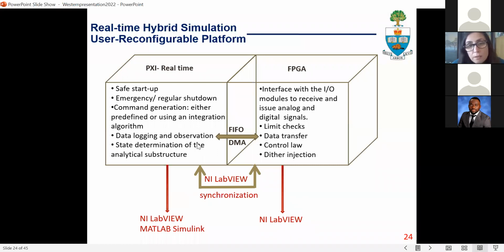So we separated all the tasks into two. We programmed some of them on the PXI side, and some of the tasks on the FPGA side. And we synchronize them with the LabVIEW direct memory access option. And I will briefly discuss the implementation of the software also.